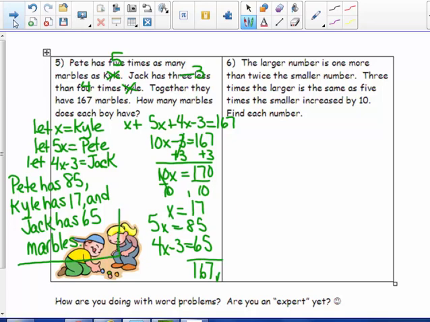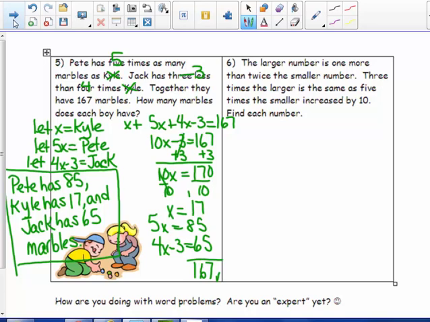The label is marbles. I'm going to put a box around my answer. And it is in a full sentence, capital letter at the beginning, period at the end. That's a literacy requirement by New York State Common Core.